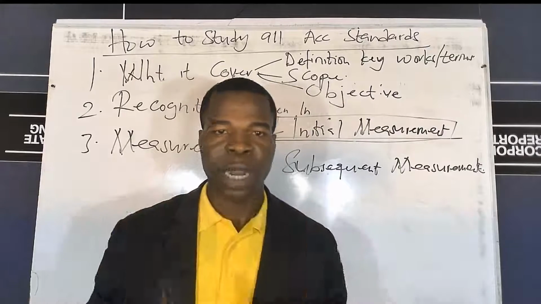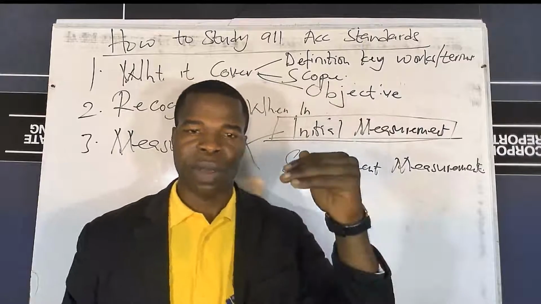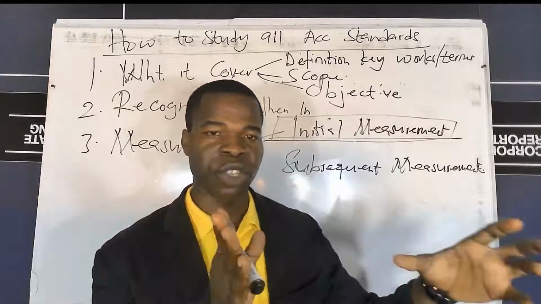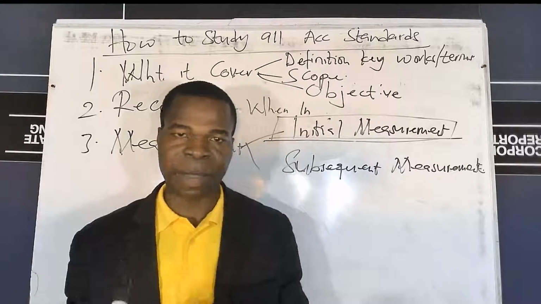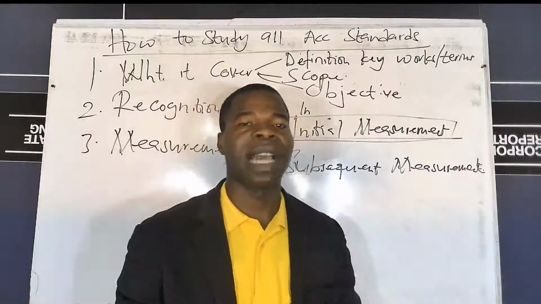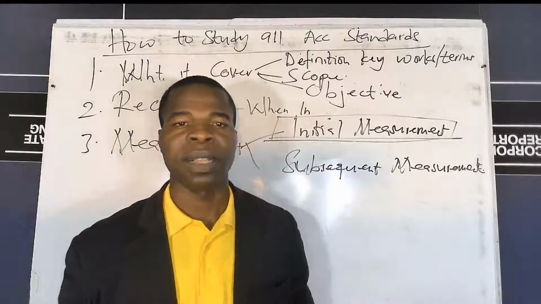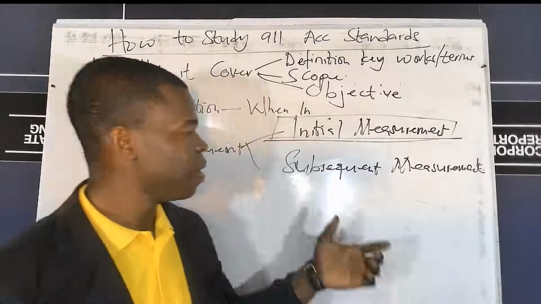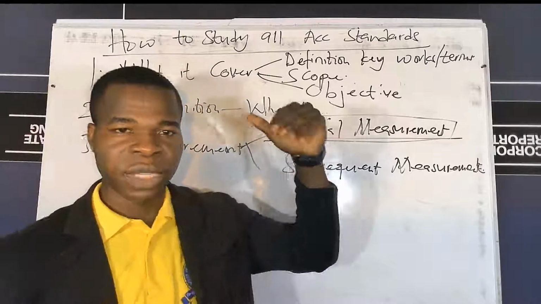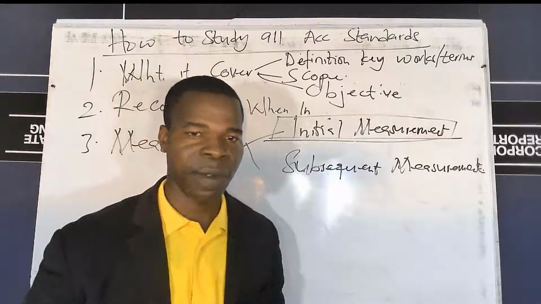So if you recognize a particular item, the amount that you are going to attribute to that item the first time that you are entering it in the books of the entity has to do with what? Your initial measurement.